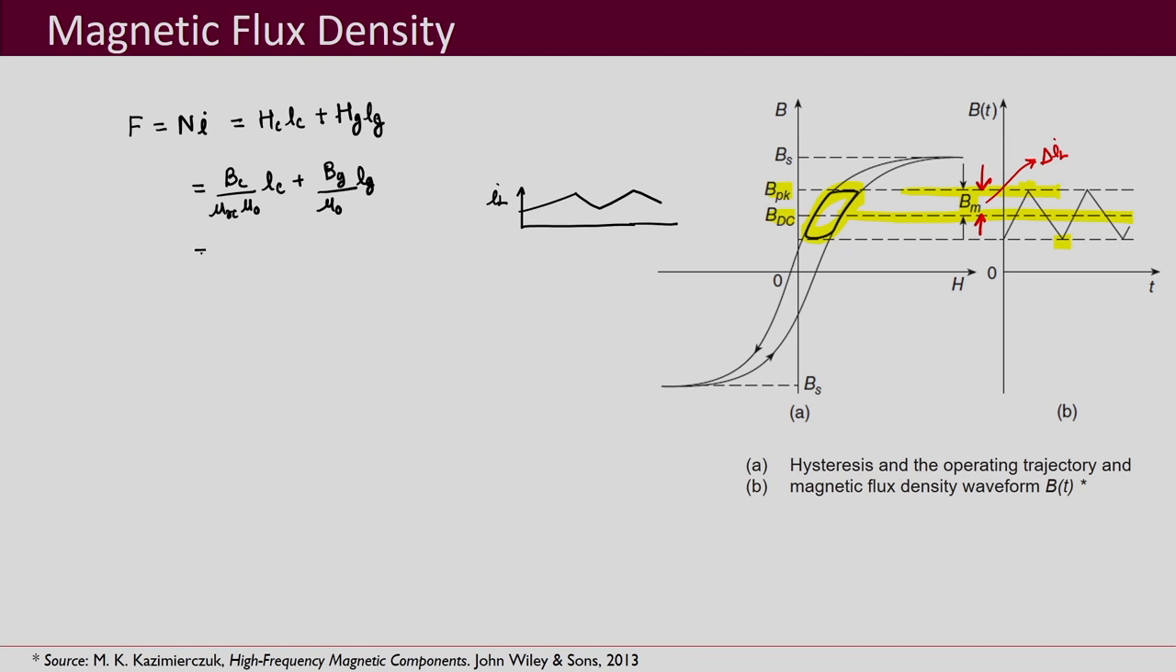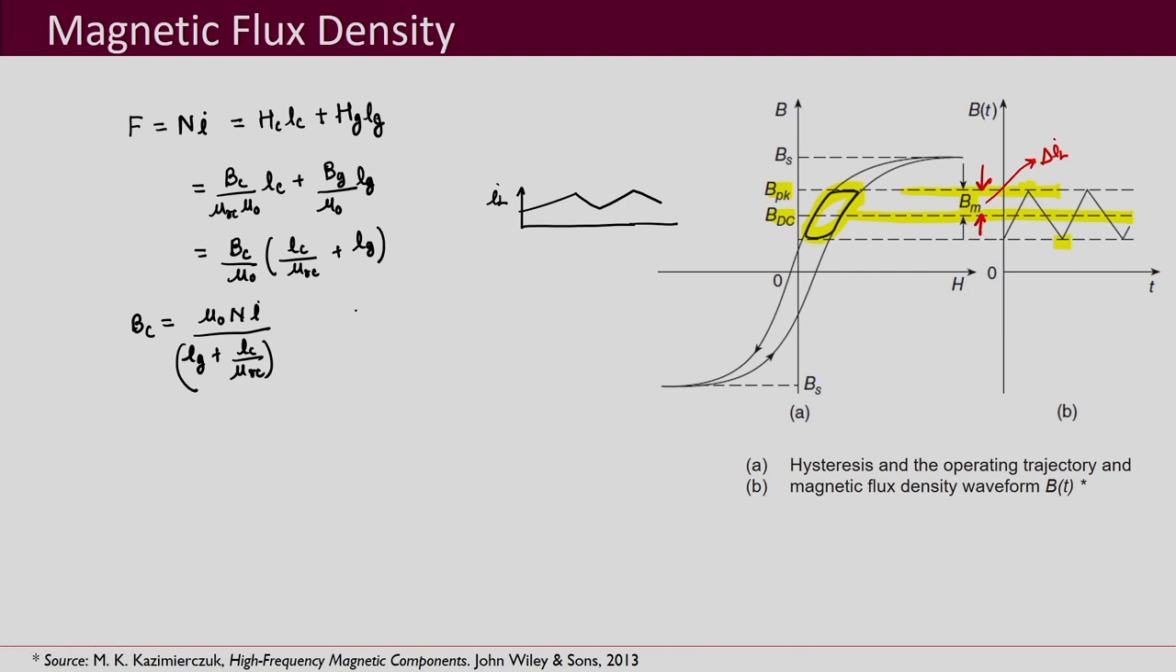Now if we neglect the fringing effect, this BC and BG are same. So BC by mu 0 into LC by mu RC plus LG, this is whatever MMF is going to be equal to. So from here we can write your BC as equal to mu 0 N I by LG plus LC by mu RC.